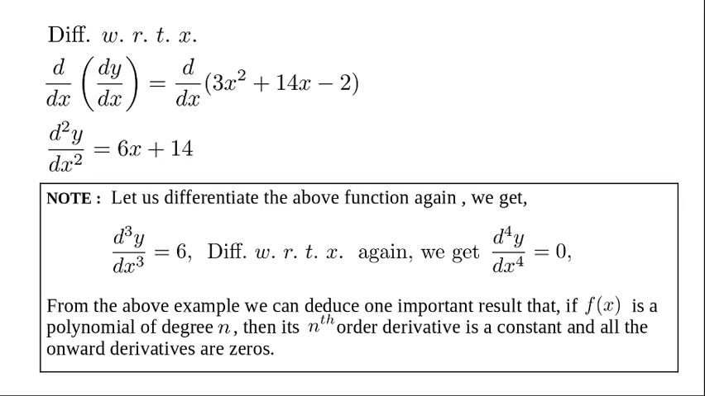So from this, what we observe is the given polynomial was a polynomial of degree 3, and when I differentiate for the third time, I get the constant 6, and when I differentiate further, I get 0. That means from the above example, we can deduce one important result: if f of x is a polynomial of degree n, then its nth order derivative is a constant, and all the onwards derivatives are zeros. This is true only for a polynomial. Be careful.